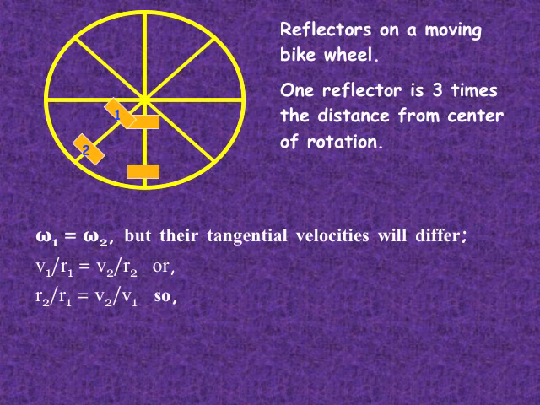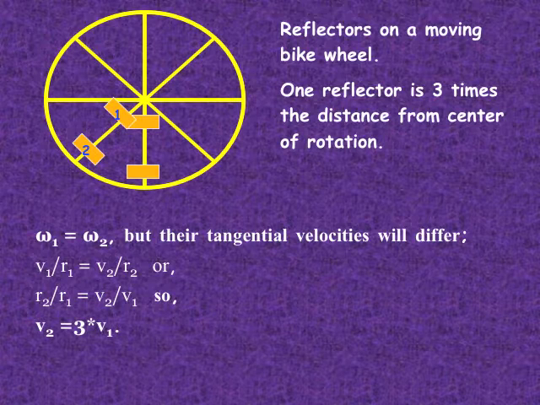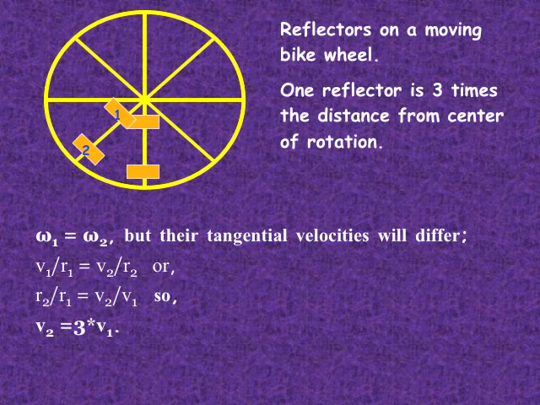Or rearranging, the ratio of the radii is opposite the ratio of the velocities. So the object, the reflector that's 3 times as far away, has to have 3 times the tangential velocity to sweep 3 times the distance, 3 times the curve, in the same time.